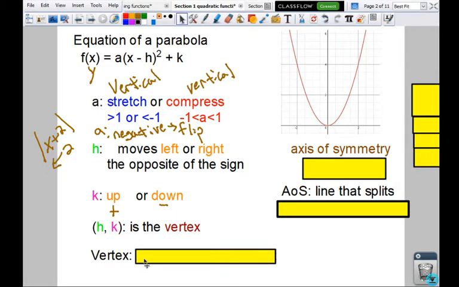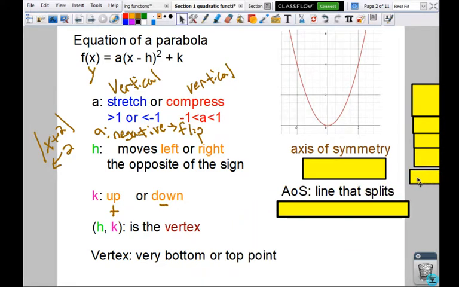And my vertex is my very bottom or very top point. It depends on which way it's facing. So if I look at this parabola up here in the top right, my vertex is way down here at the very bottom. That's my vertex, because it's the very bottom point.